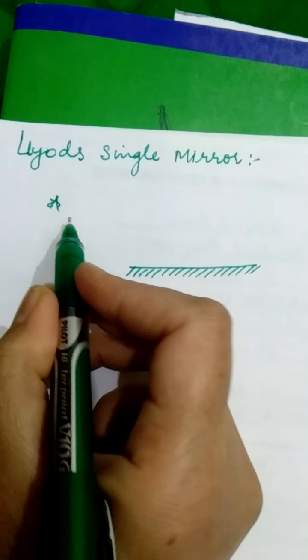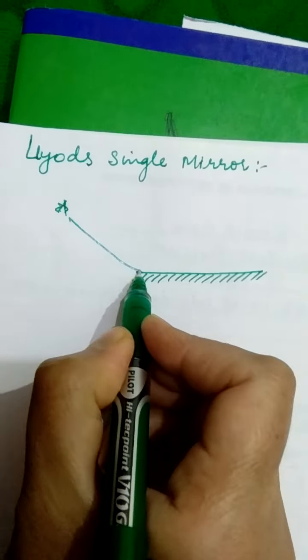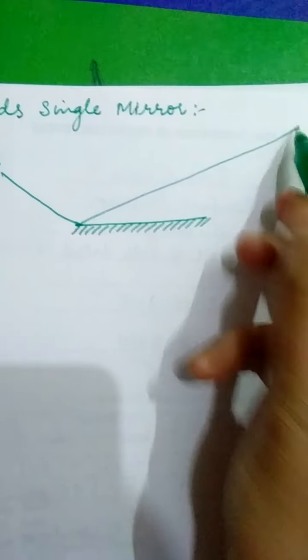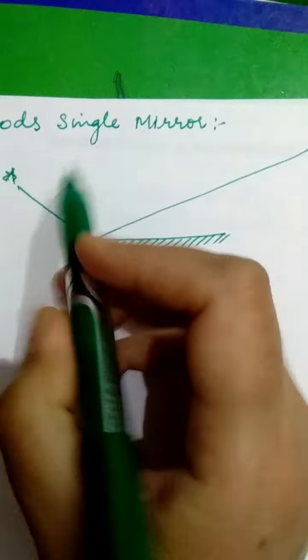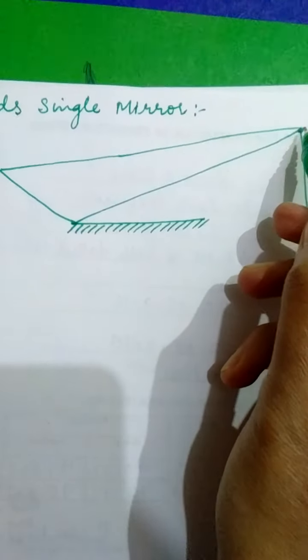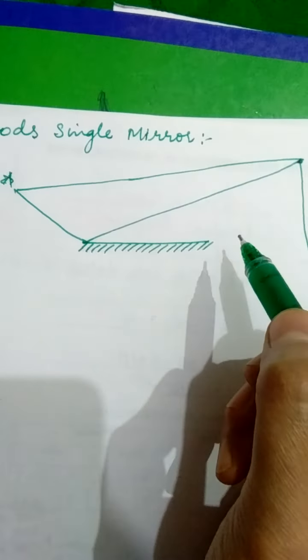How? Suppose this is the incident ray at one end point. It gets reflected and meets the screen at this position, for example. There is another ray from the source which hits the screen directly, producing an interference pattern here. It can be constructive or destructive, we don't know.